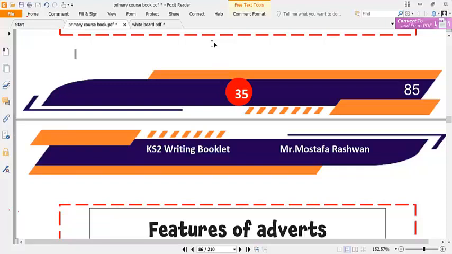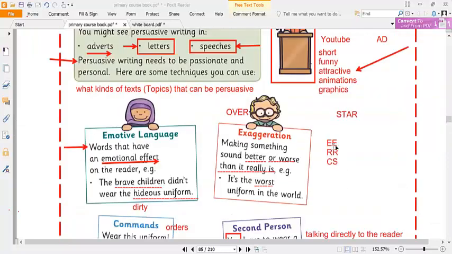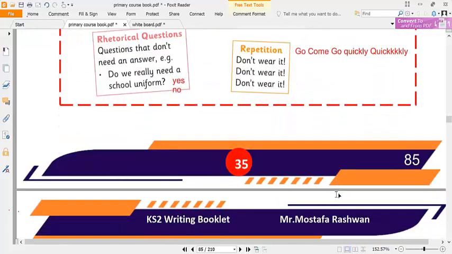Sarah, did you name them all? Yeah, Mr. Great. Thank you. You can memorize them simply with EERRCS. The first E is for emotive language, and the second E for exaggeration. R is for repetition, and R for rhetorical question. C for command, and S for second person. EERRCS. These are the six persuasive techniques.